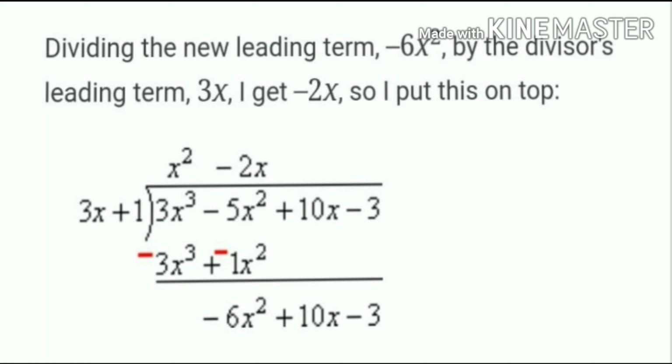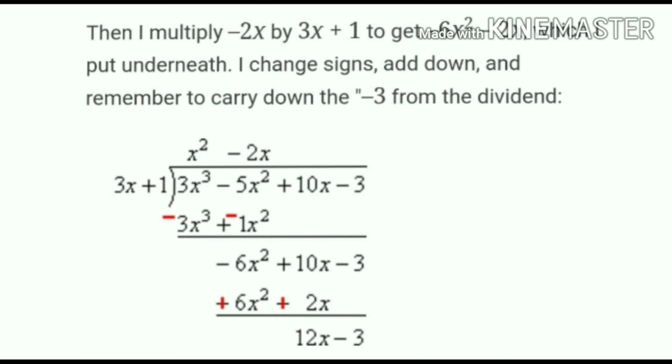Again same thing here. What we will do? We will multiply minus 2x by 3x plus 1. So what we will get? And here one thing more, you cannot leave the symbols. Okay, symbol is also most important.